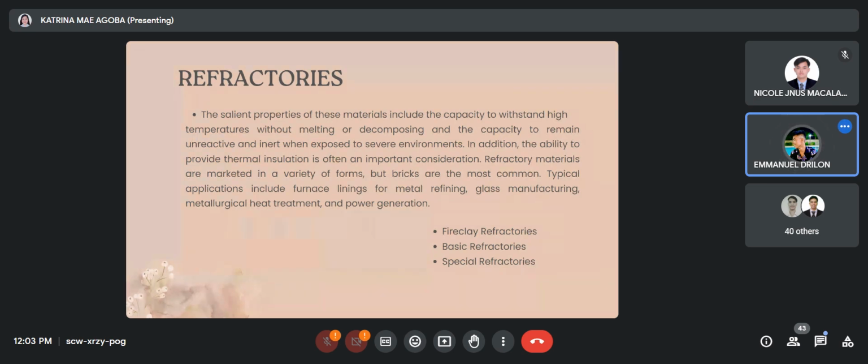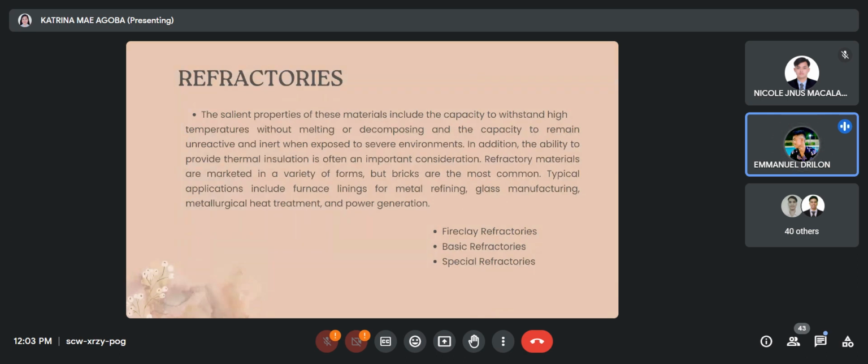Sunod naman natin is refractories. The salient properties of these materials include the capacity to withstand high temperature without melting or decomposing and the capacity to remain unreactive and inert when exposed to severe environments. In addition, the ability to provide thermal insulation is often an important consideration.